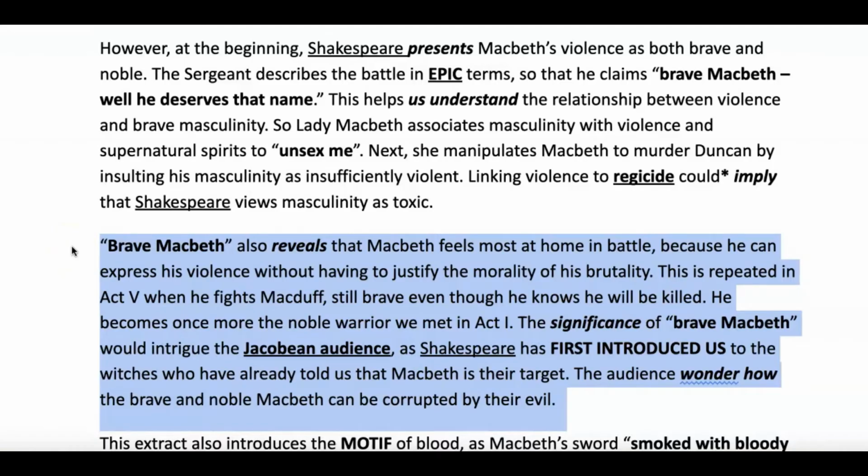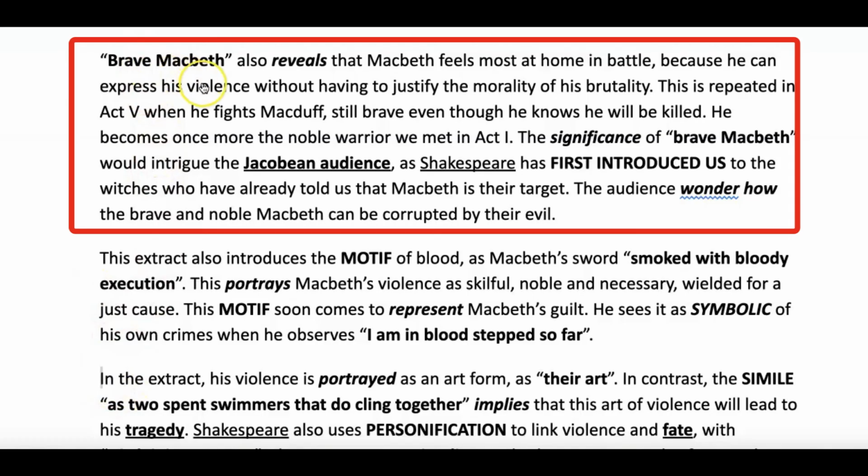So the student is now going back and thinking, right, where else do I see this bravery elsewhere in the play? "Brave Macbeth also reveals that Macbeth feels most at home in battle because he can express his violence without having to justify the morality of his brutality. This is repeated in Act 5 when he fights Macduff, still brave even though he knows he will be killed."